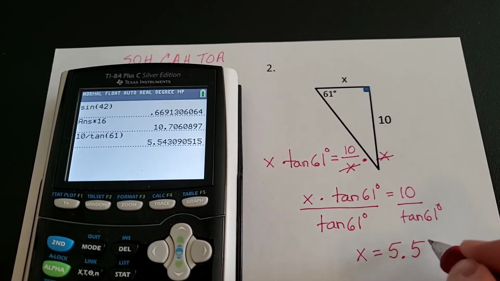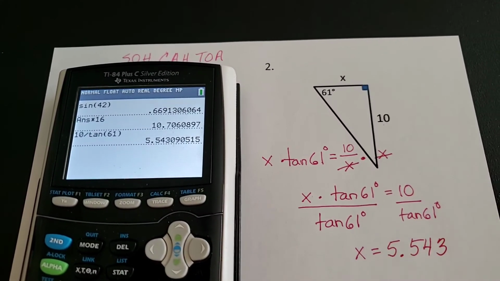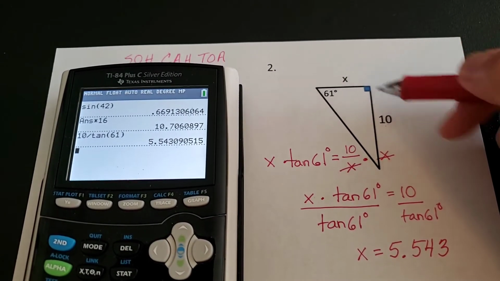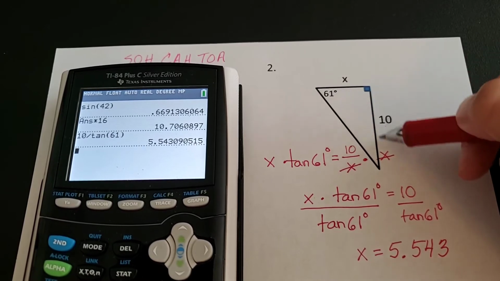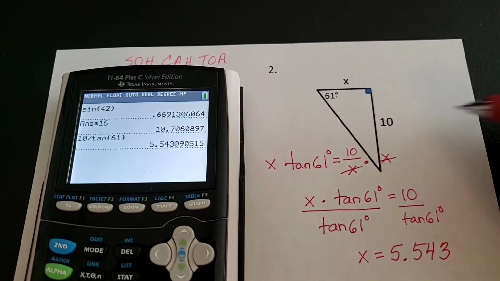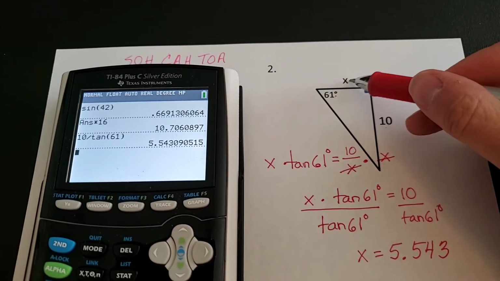And I get 5.543. That would be that side length. Now go back and make sure that that makes sense. This was the longer leg across from the larger acute angle, so it would make sense that x would be less than that.